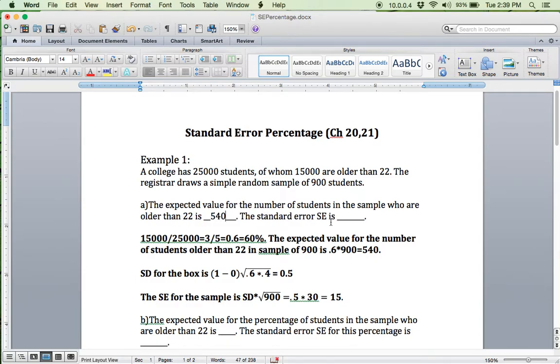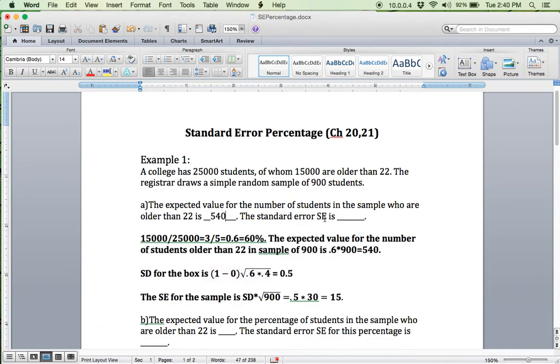And now we want to know about the error of this estimate. And to do that, we use the box model. And so this is a box of 1s and 0s, right? 15,000 ones and 10,000 zeros. And so the SD for the box is big minus small, so 1 minus 0, times the square root of the percentage of the big, which is 60%, so that's 0.6, times the percentage of the small, which is 0.4. Square root of that, so you get 0.5. This is the SD of the box.